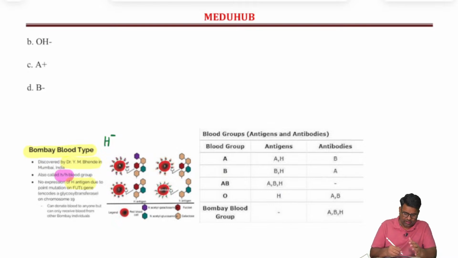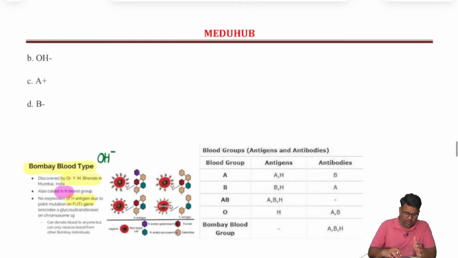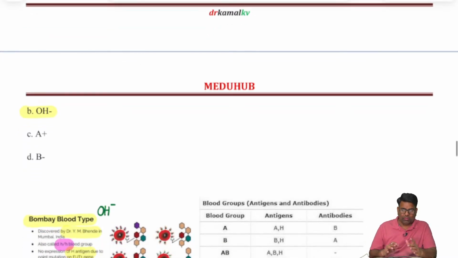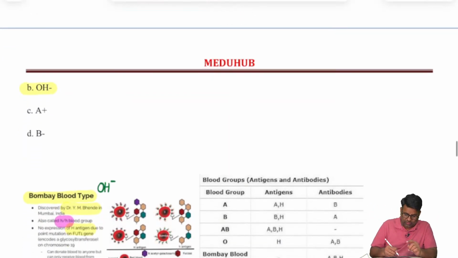So this is somewhat like blood group O without H antigen, and therefore only a person with OH negative can give blood to a Bombay blood group patient, right? So they can receive the blood from the same blood group persons, that is Bombay blood group, which is H, small h, or OH negative, right? So this is Bombay blood group.